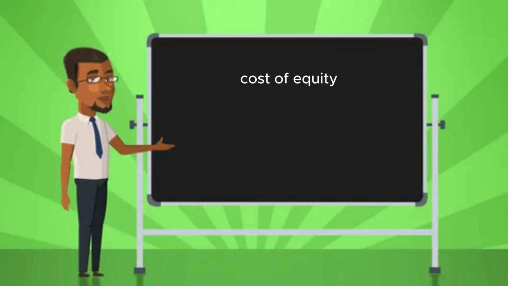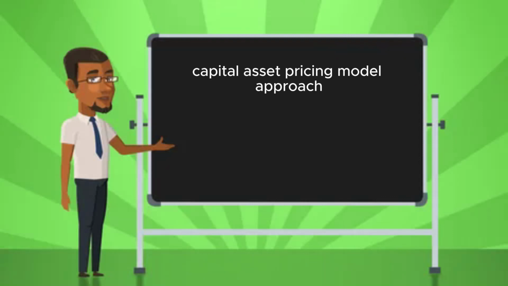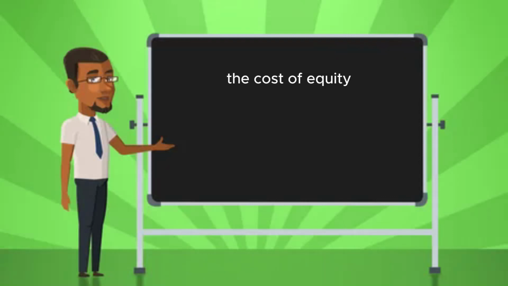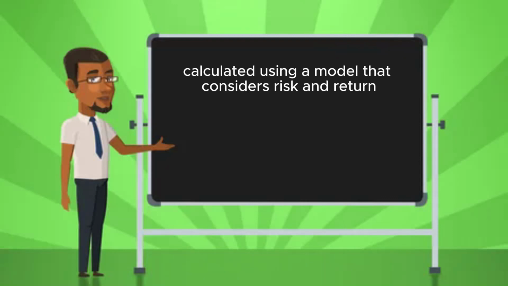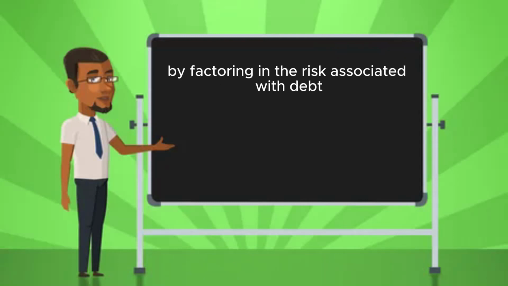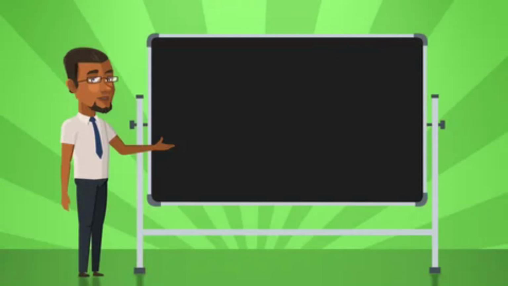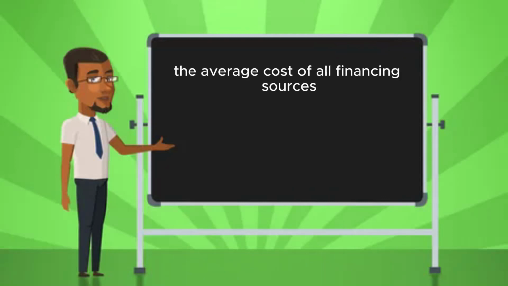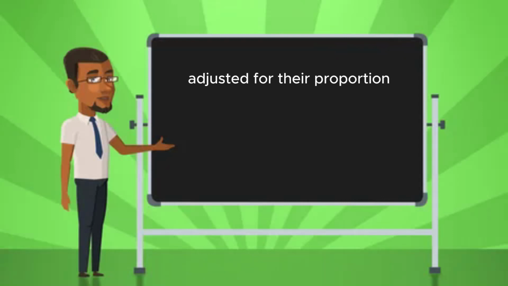Cost of equity, capital asset pricing model approach. The cost of equity calculated using a model that considers risk and return. Cost of equity before tax, cost of debt, plus risk premium approach, determining equity cost by factoring in the risk associated with debt. Weighted average cost of capital, the average cost of all financing sources adjusted for their proportion.